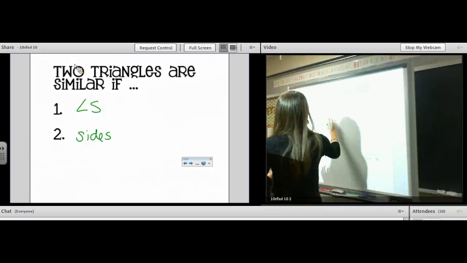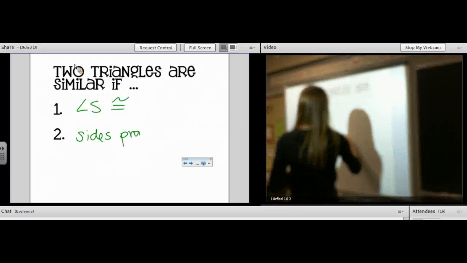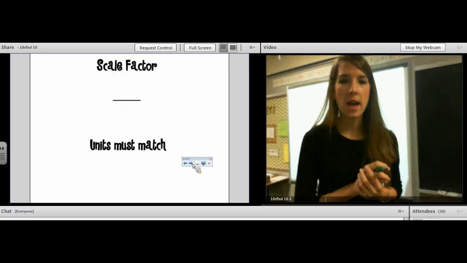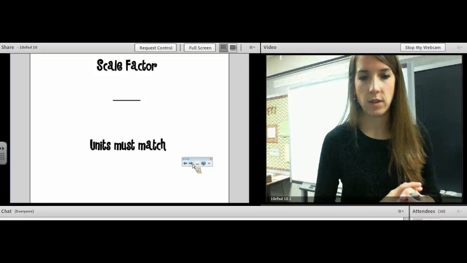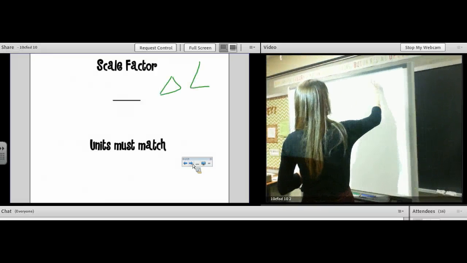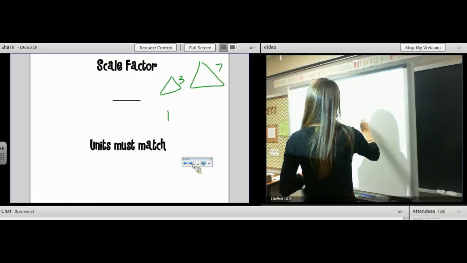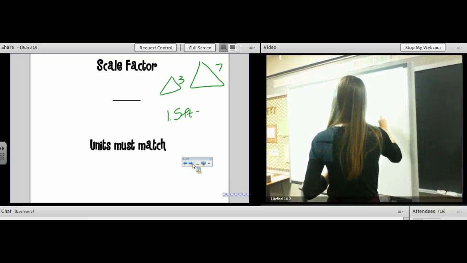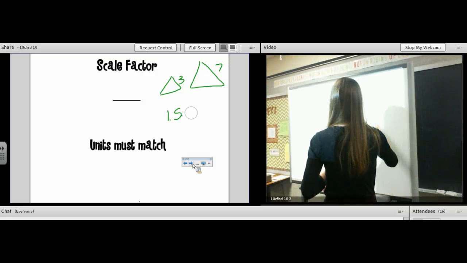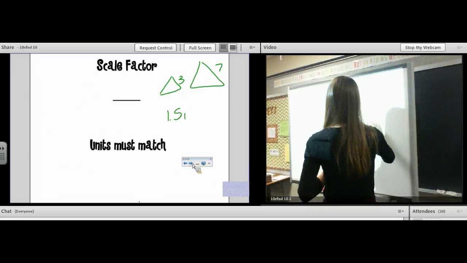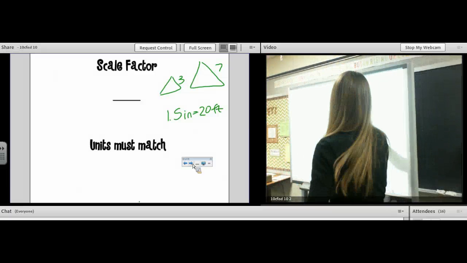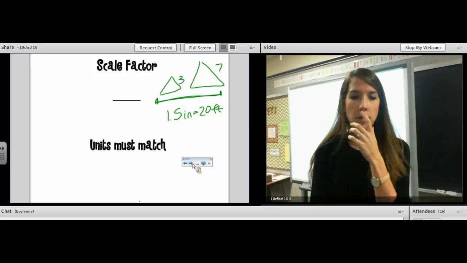Yes, angles are congruent. Sides are proportional. Very good. Scale factor. How do you find a scale factor? I'm going to do 2 just quick examples. I meant to do inches there. We'll try that. These are totally separate examples that I want to go over. Okay? So scale factor, very good.